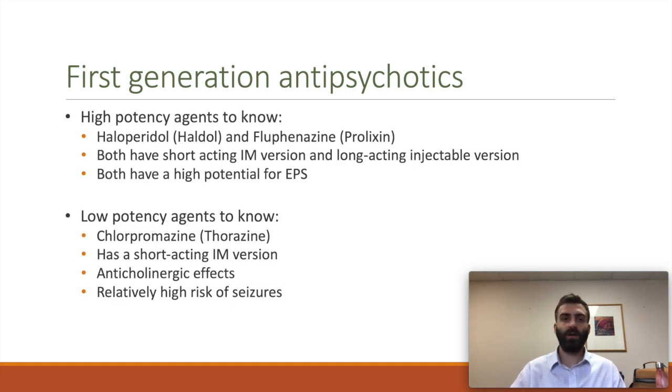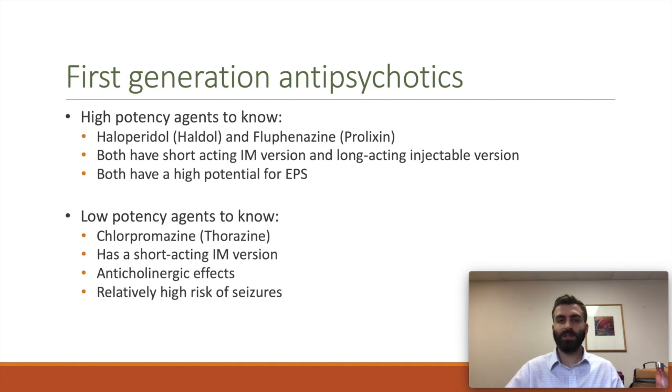High potency agents to know are haloperidol, which is Haldol, or fluphenazine, which is Prolixin. Both have a short-acting IM version and a long-acting injectable. So these can be used in situations where a patient's really agitated because you have that IM version, or it can be used in a more stable patient, maybe with compliance issues, in the long-acting injectable version. Or there's also, of course, the oral version. Both have a high potential for EPS, extrapyramidal side effects, because remember, these are strong dopamine blockers.